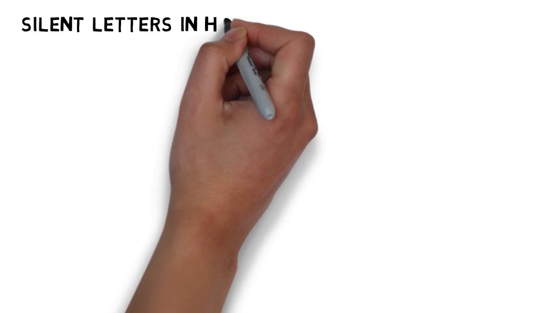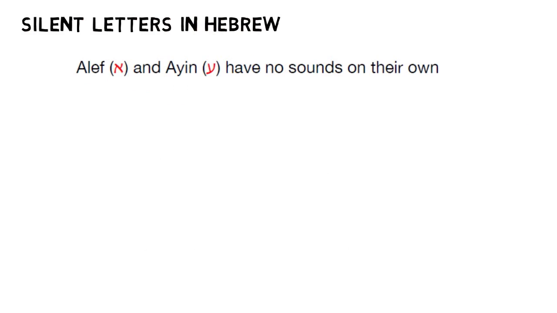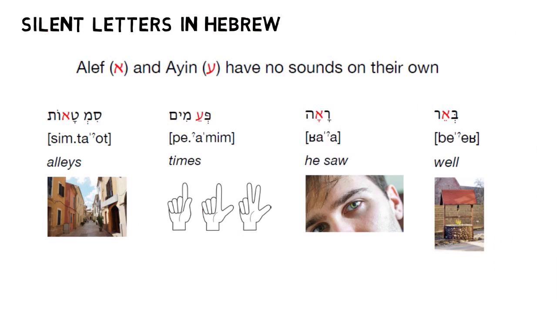So first, silent consonants. Usually, when someone mentions silent consonants in Hebrew, they're talking about aleph and ayin. We mentioned them back in the last video, when we talked about vowel combinations and long vowels. In words like simtaot, pe'amim, ra'ah, be'er. In all of these cases, the main function of those alephs and ayins is that they're acting as placeholders for the vowels that come underneath them.